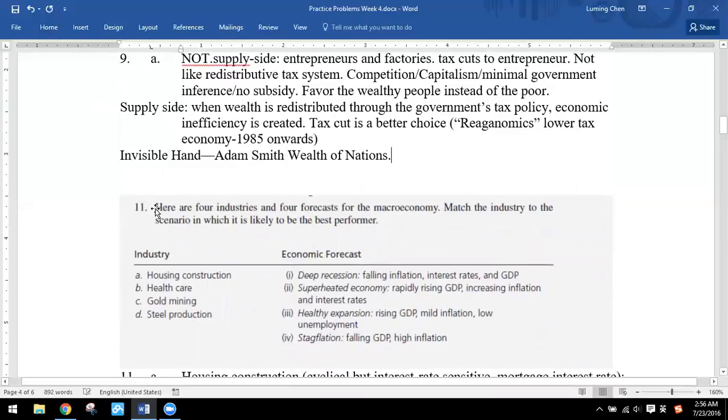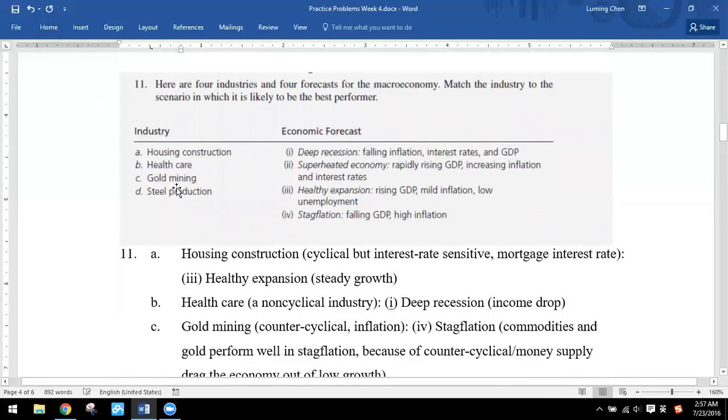Number 11. There are 4 industries and 4 forecasts for the macroeconomy. Match the industry to the scenario in which it is likely to be the best performer. First, housing construction. We know housing construction is cyclical, but interest rate sensitive. The interest rate is the mortgage interest rate. So it will perform the best during healthy expansion, which has a steady growth rate.